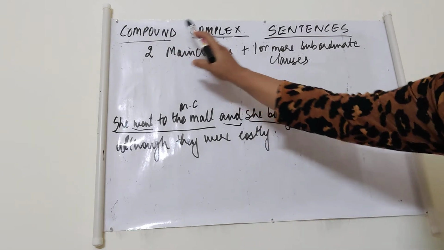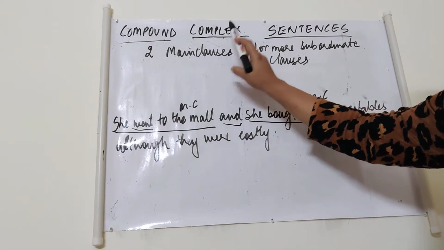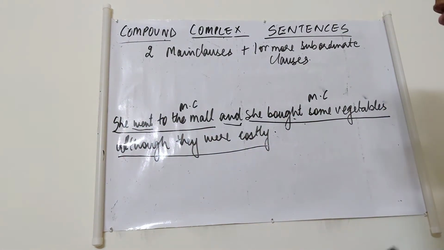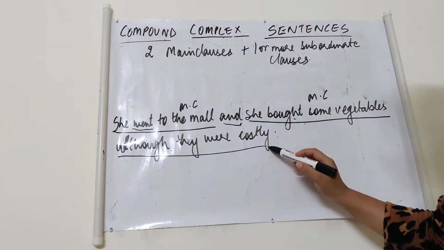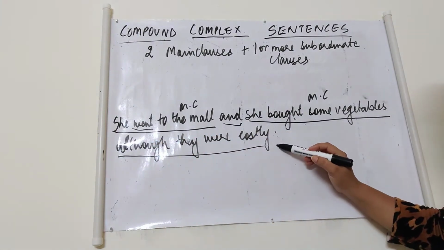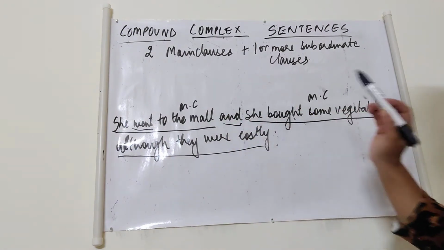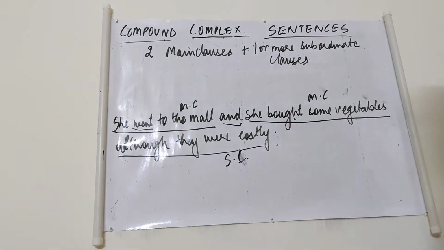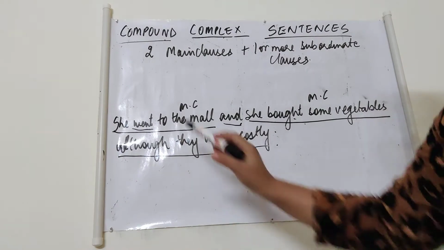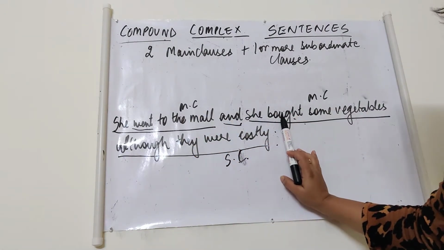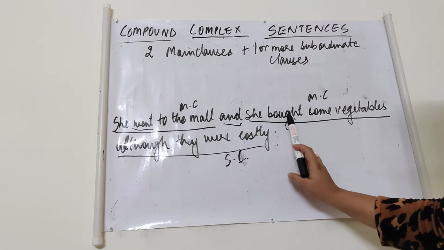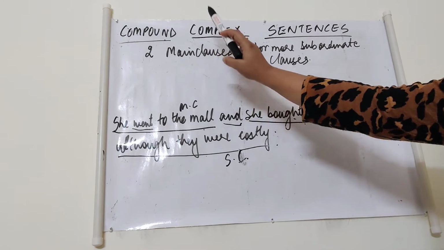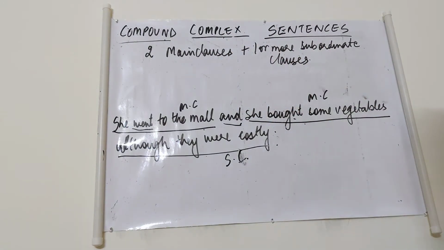But we are talking about compound complex sentences. And complex sentences are those which have one or more subordinate clauses. So we can say, although they were costly. Now, this is not making sense in itself completely. It is dependent on these two main clauses. So this is the subordinate clause. So sentences which have a minimum of two main clauses and one or more subordinate clauses are called compound complex sentences.